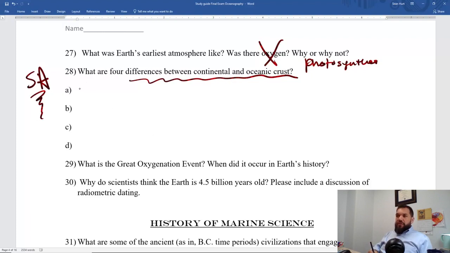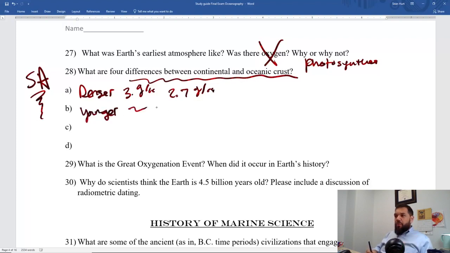Now, ocean crust is denser. It's about 3 grams per cubic centimeter versus 2.7 grams per cubic centimeter for the continental crust. It's also, generally speaking, younger. Ocean crust is less than 180 million years old, whereas the continental crust on average is about 2.5 billion years old. Okay, much older. So ocean crust is younger.